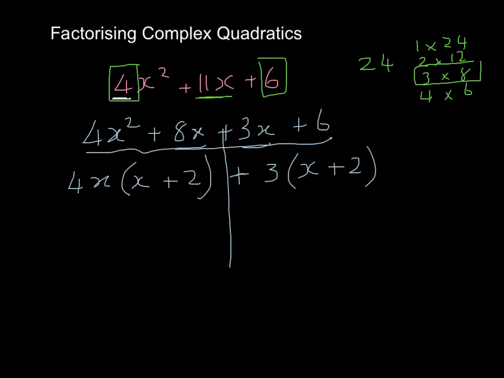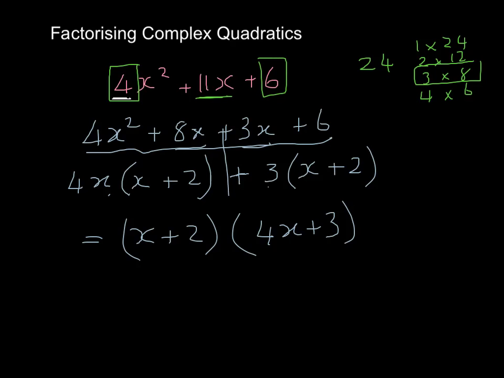You can see that the bracket is the same factor, so we can tidy this up and have x plus 2 in the front, and the 3 and the 4x go into a bracket, 4x plus 3. And there's our factorised term. We'll do another one. Let's switch page.